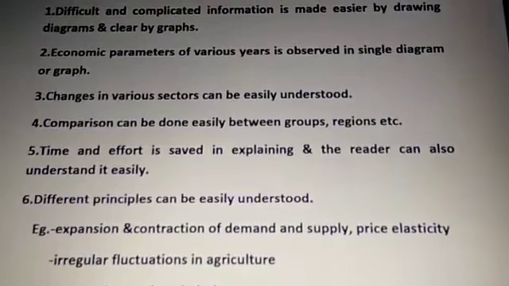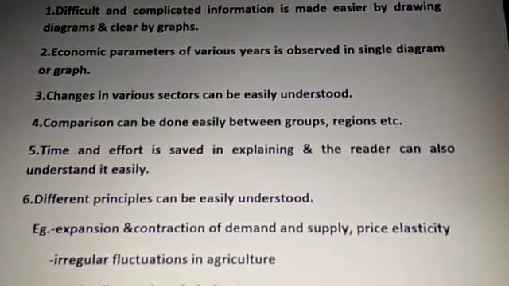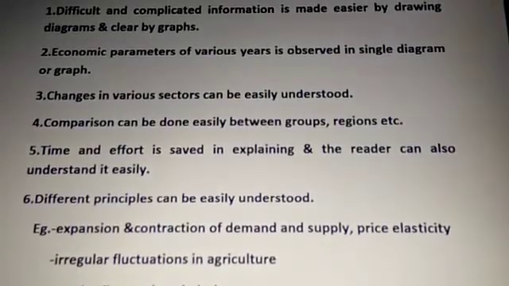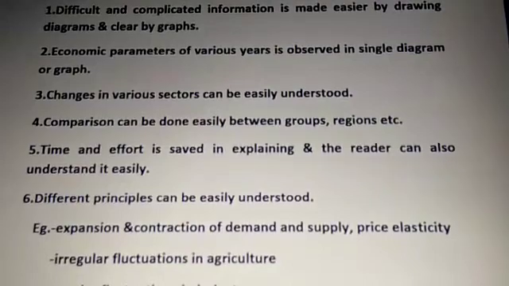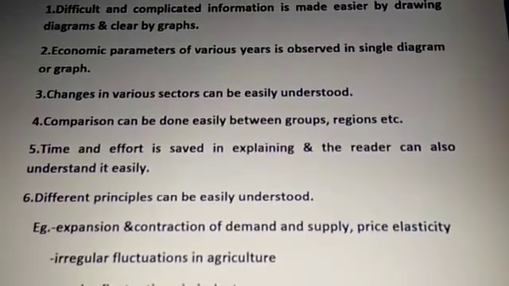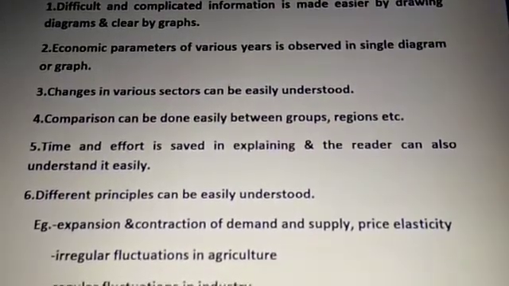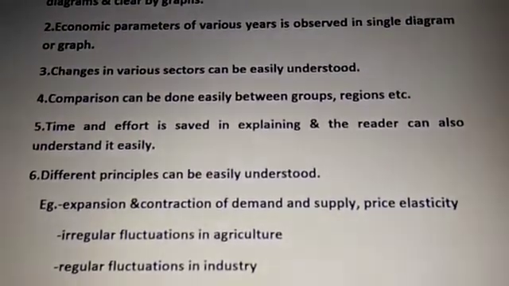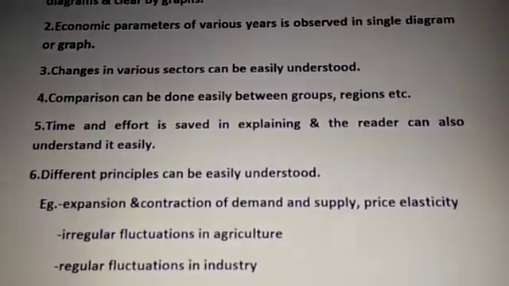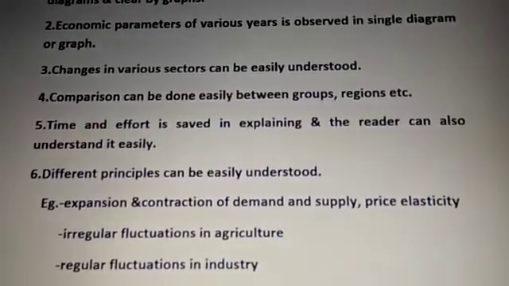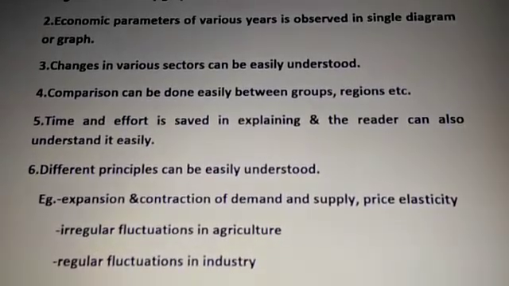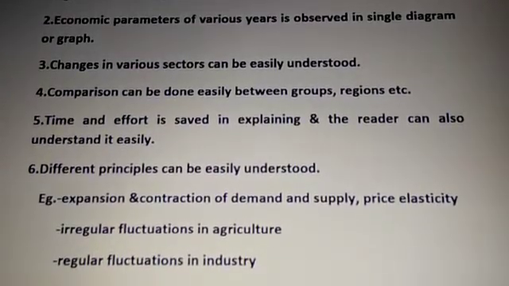Like you have learned in your 11th standard, different expansion and contraction of demand and supply. For all these things, graphs were there. Price elasticity, for that also a graph. Irregular fluctuation in agriculture. Fluctuation means ups and downs which can be seen in the agriculture sector. That is irregular, meaning depending on the climatic changes, depending on the different cultivation reasons, fluctuations can be seen in the agricultural sector. Sometimes more production, sometimes less production.